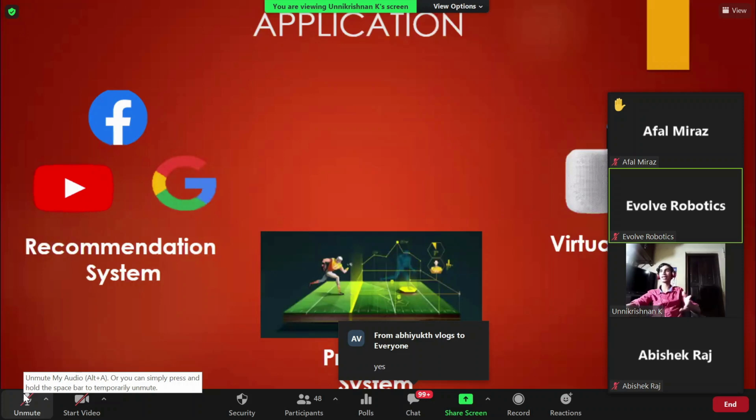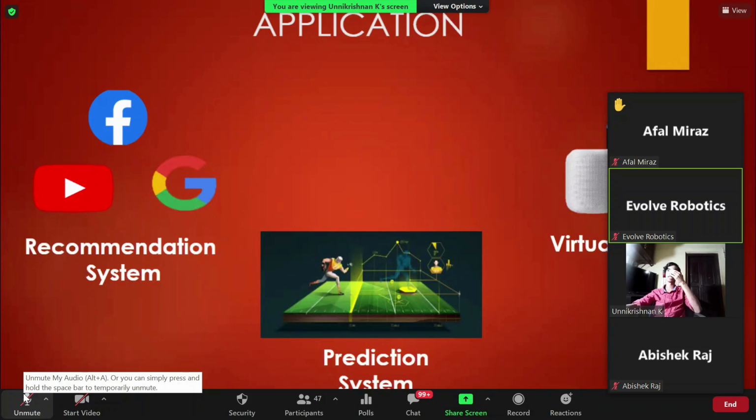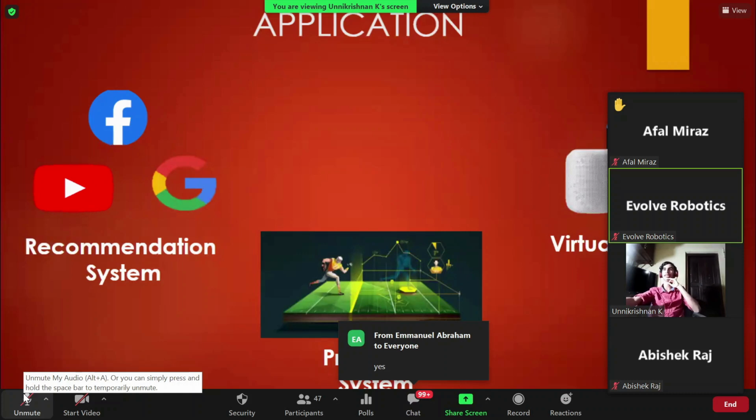So I just put forward these three important applications that I thought would be more connected. So one is the recommendation system, such as in YouTube, Facebook, Google, or in e-commerce websites. Then we have our virtual assistants. Then we have our prediction system. These three are some major applications. Are you able to catch up? Yeah, okay. So let's proceed, right?